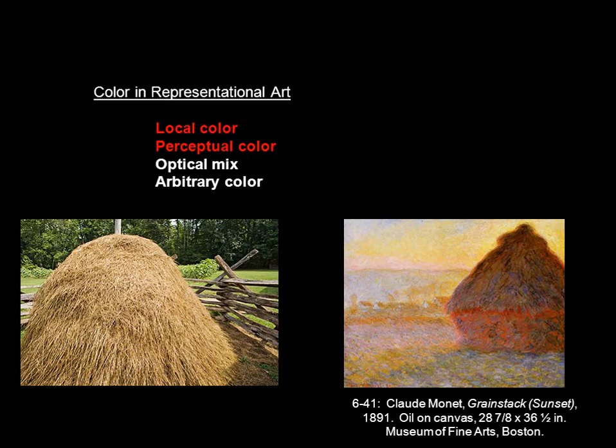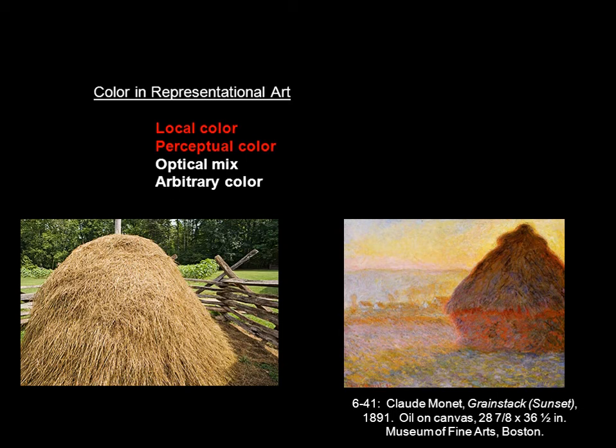The actual local color of a tree-covered mountain is going to be brown and green, but if you look at its perceptual color in the background of the Virgin of the Rocks, for example, you might get blue-gray. Right? Because of the atmospheric conditions, that's how we read the color, and it's not its real local color.